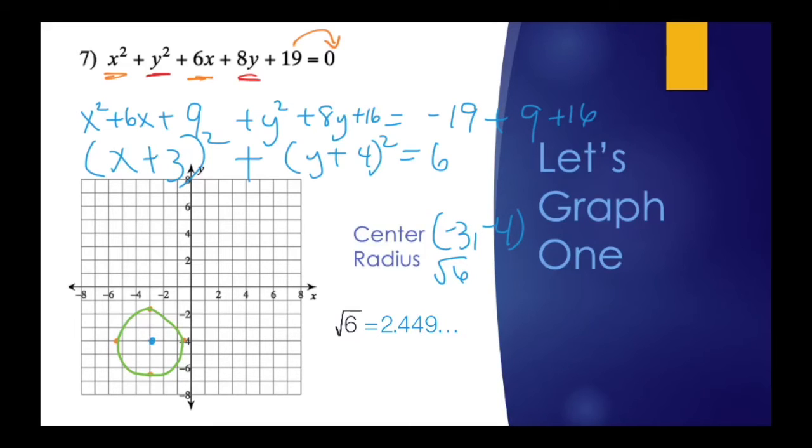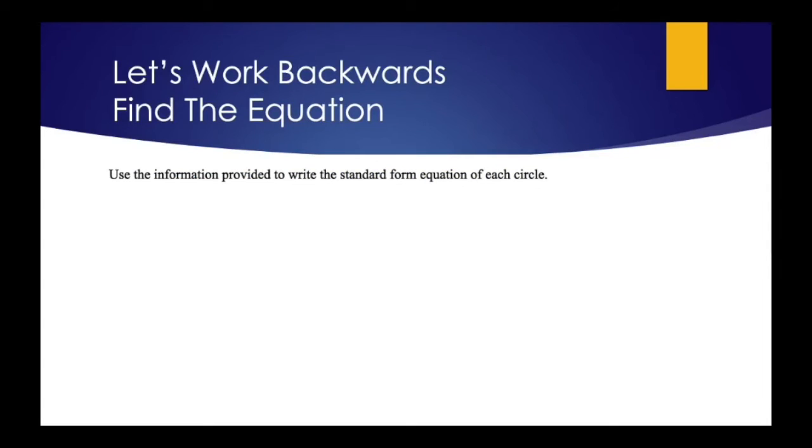Let's go to another one. Now we're going to work backwards. I'm going to give you some information and you're going to find the equation. So I'm going to give you the center and the radius. This one's probably the easiest because we're going to just plug it right in.